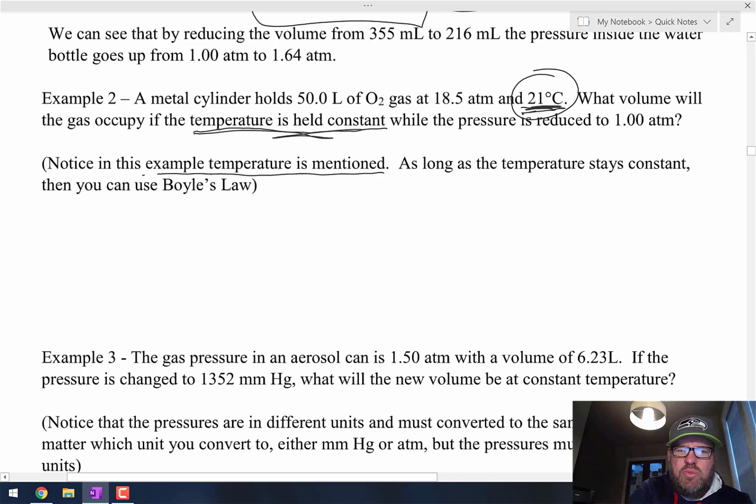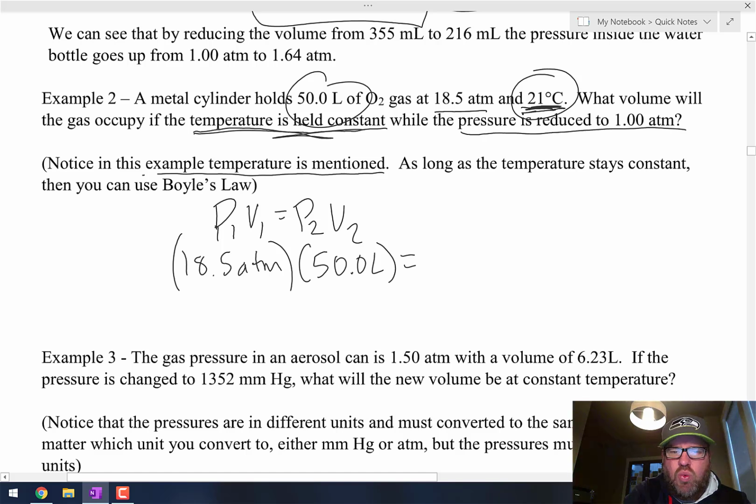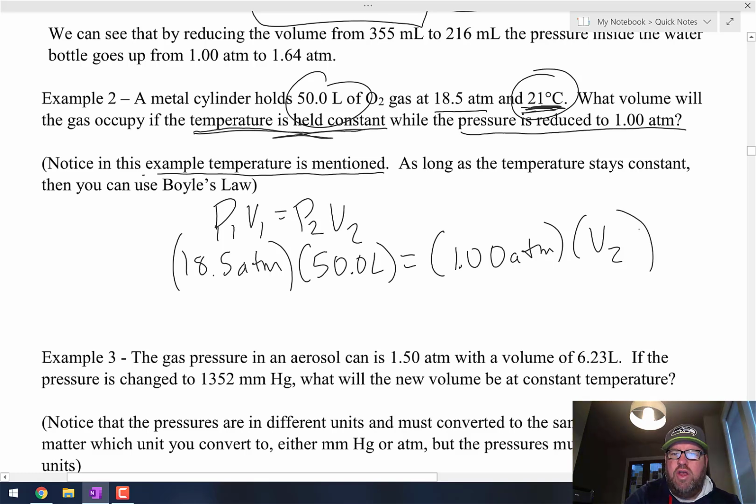So remember, we're going to use Boyle's law, P1V1 equals P2V2. Our initial pressure is 18.5 atmospheres. That's what we're starting at, right? Our volume is 50 liters, 50.0 liters. Our final pressure, it says the pressure is reduced to 1 atmosphere. So our final pressure is 1 atmosphere. And therefore, what must our volume be? That's our unknown. What volume will the gas occupy?